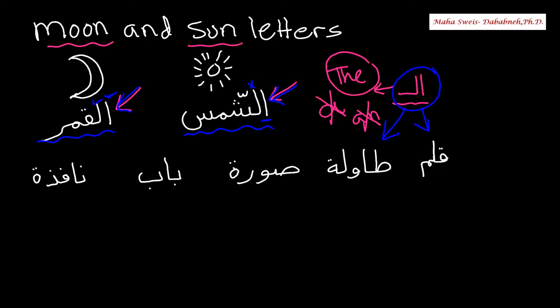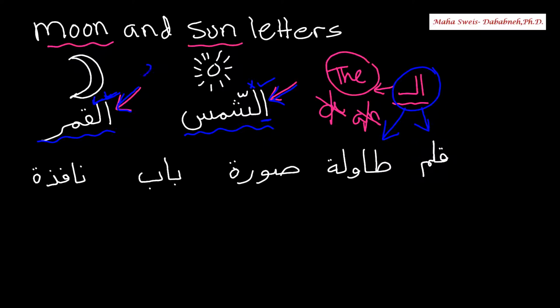When I say الشمس, I'm pronouncing alif, I'm not pronouncing lam. When I say القمر, I'm pronouncing both alif and lam. That's why they call them sun and moon letters. We have a group of letters we call sun letters, and another group we call moon letters.